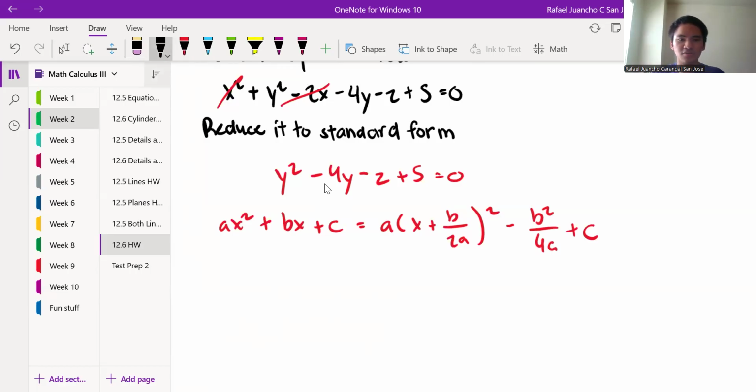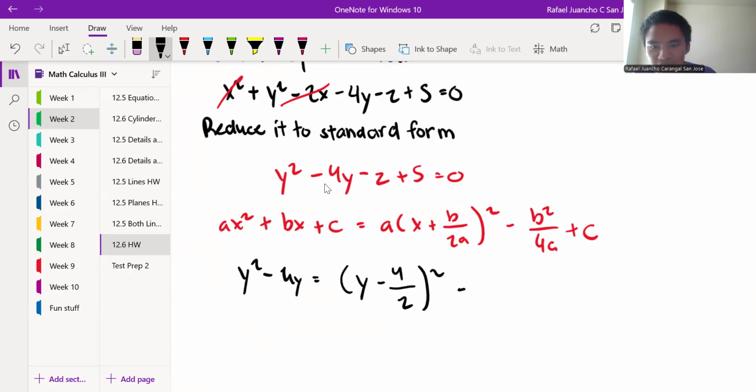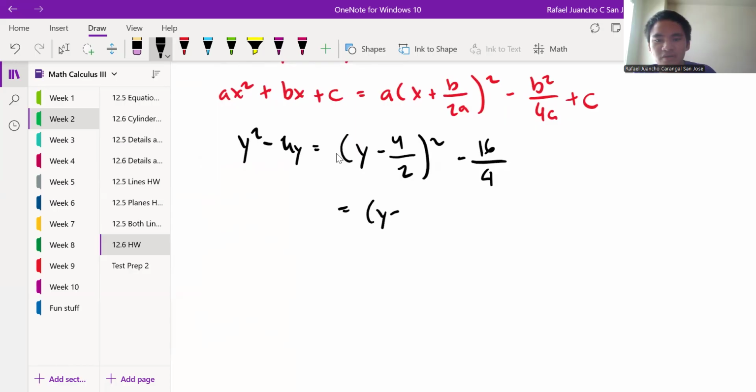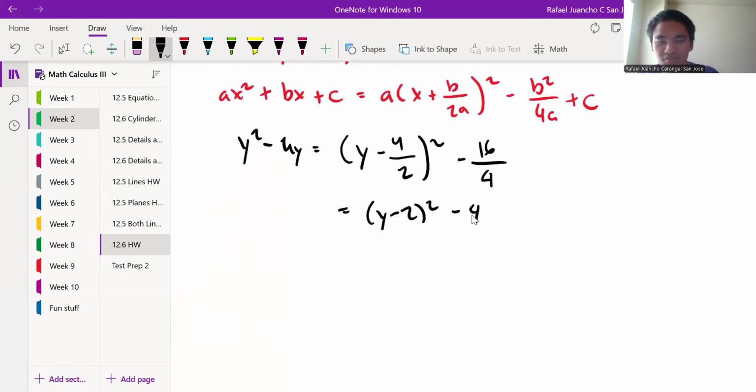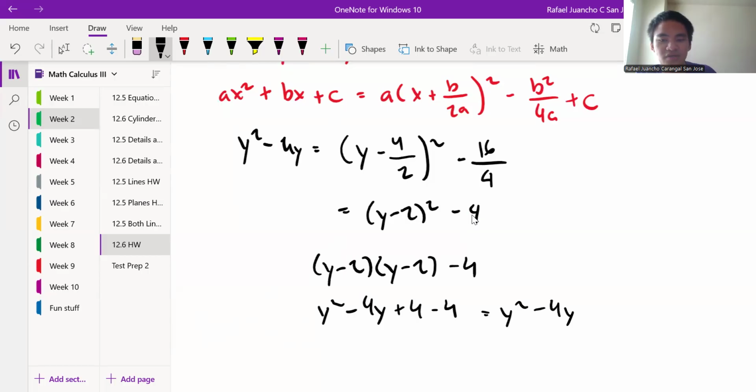Plus some constant. So if we want to apply that, we have y squared minus 4y. We have y minus 4 over 2 squared minus b squared, so minus 16 over 4. And so we get y minus 2 squared minus 4. How do I know? I can rewrite this: y minus 2 times y minus 2 minus 4. Using the FOIL method, y squared minus 4y plus 4 minus 4, so y squared minus 4y, which is the same.